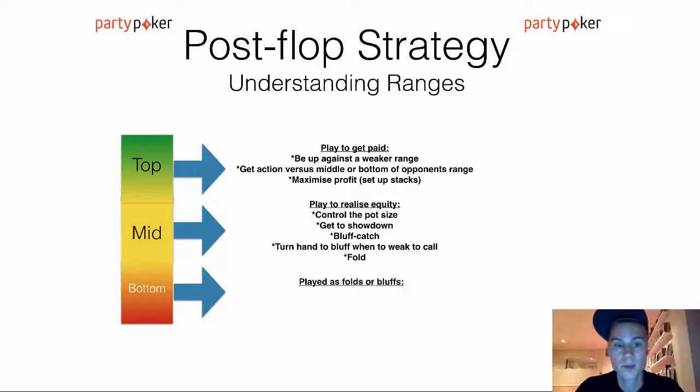So, how do you play the bottom of your range? Well, it's pretty simple really. You either fold or you bluff. The question is, which hands do you fold and which do you bluff? Well, you bluff with the best of the worst, meaning the part of your bottom range that has equity, blockers, and/or where you have any reads on your opponent. Otherwise, you fold your hand.